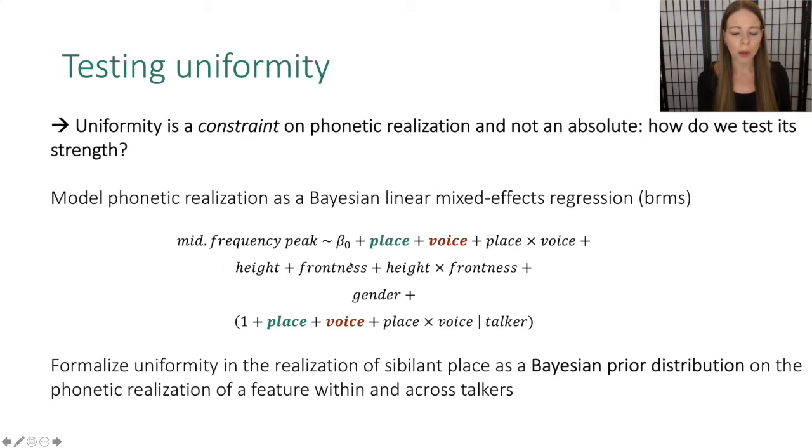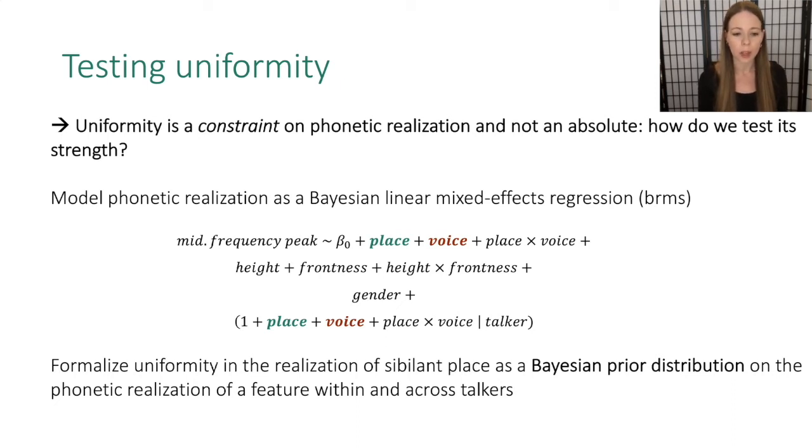Similarly, we've got some vowel contextual information that might also affect mid-frequency peak, social information or physiological information like gender, and we also include a random intercept and slopes for the segment features for each talker. So it could be that talkers differ a little bit in the strength of each of these effects on their mid-frequency peak. So we're going to formalize uniformity in the realization of sibilant place as a Bayesian prior distribution on the phonetic realization of a feature within and across talkers.